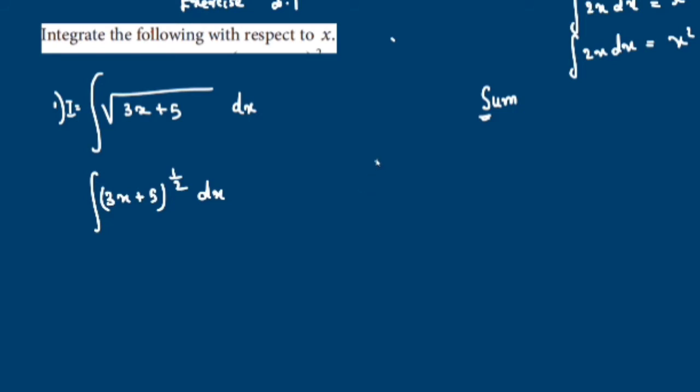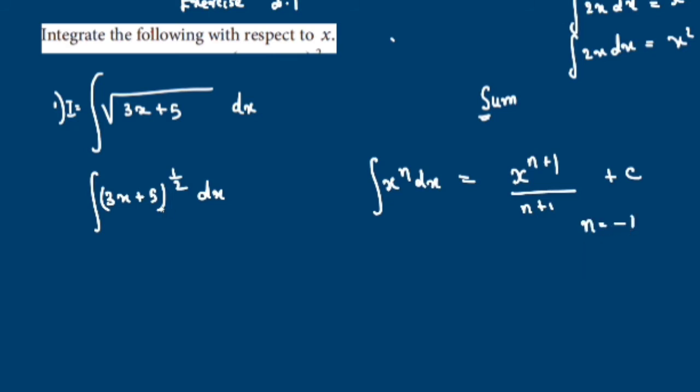Now use the formula. Just now I gave you a formula: integration of x power n dx is equal to x power n plus 1 by n plus 1 plus c. Only condition, we cannot use this formula when n is equal to minus 1. Here n is not equal to minus 1, so we can use this formula.